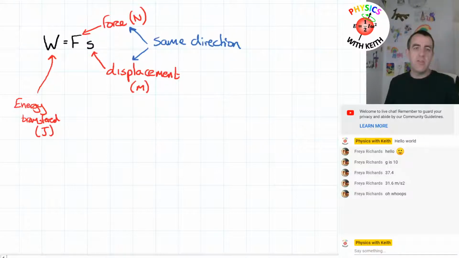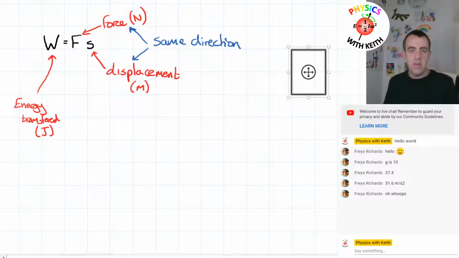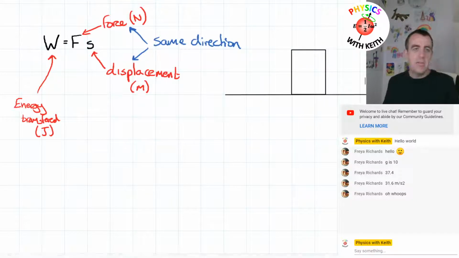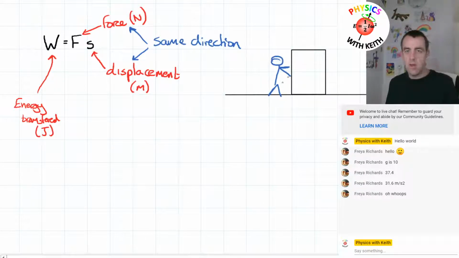So the way that equation works is if you imagine I have a box on a surface, and the surface has some friction. So let's imagine there's a box on a friction surface. There it is. Let's have it touching, shall we? There we go. And let's imagine that I'm pushing this box along at a constant speed. So I'm travelling at a constant speed.